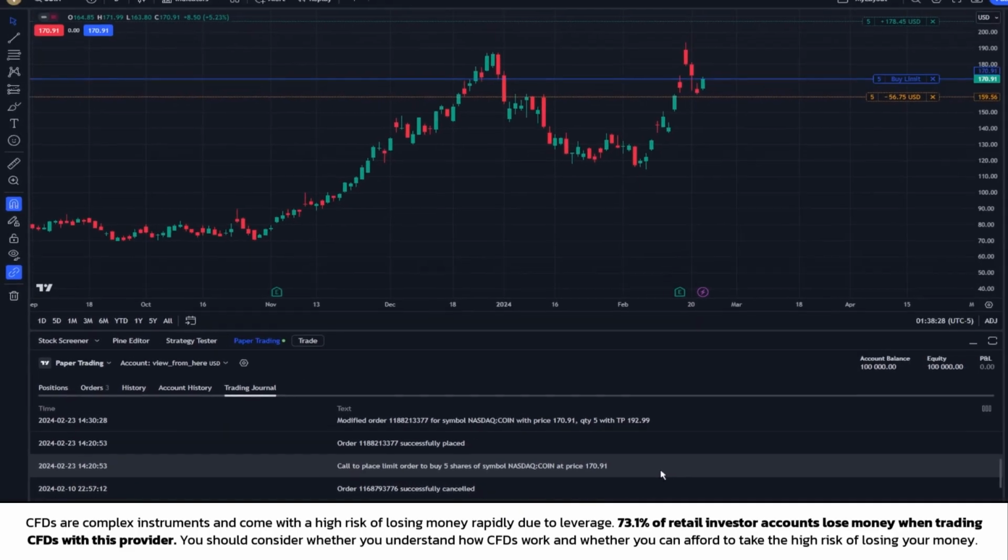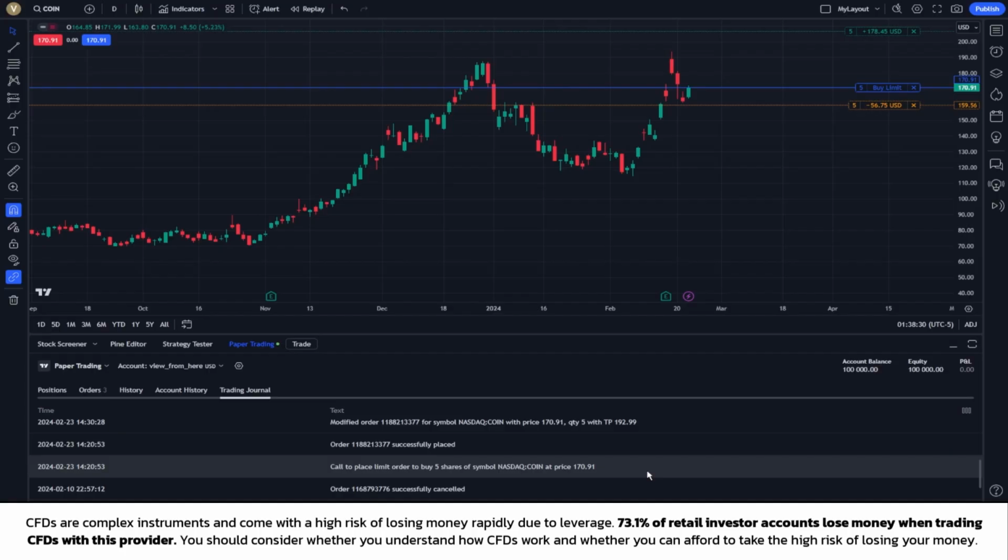For those looking to enhance their trading discipline, the Trading Journal feature in TradingView is indispensable. It encourages a methodical approach to trading, compelling you to think critically about each decision and its impact on your portfolio.